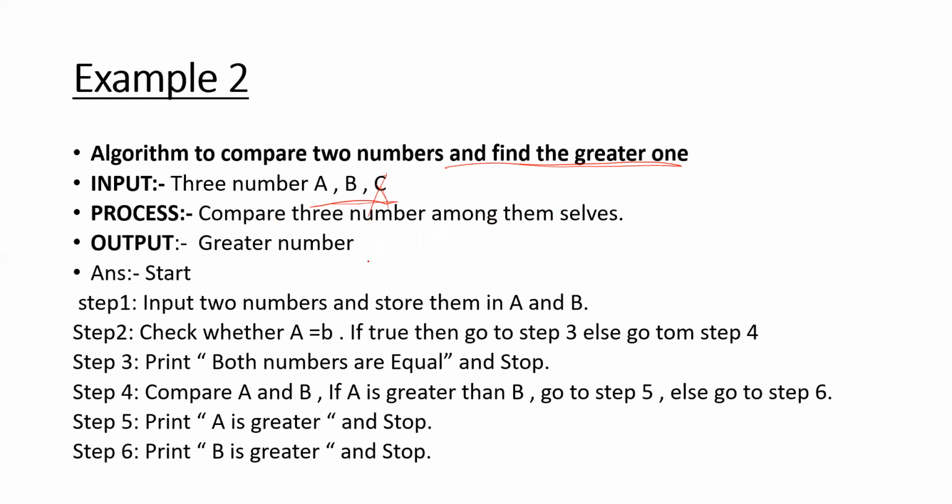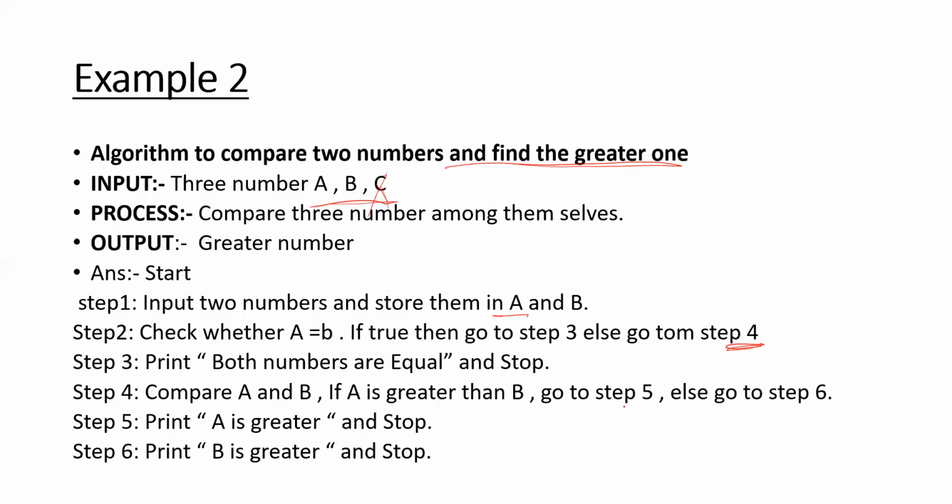Okay, so you have to see here, input 2 numbers, store them in A and B. And then check, directly we are writing, check whether A is equal to B. If A is equal to B, then go to the third step, that both are equal. And if A is not equal to B, then go to the fourth step. So what is the fourth step? Fourth step, it is written again, you have to compare whether A is greater than B.